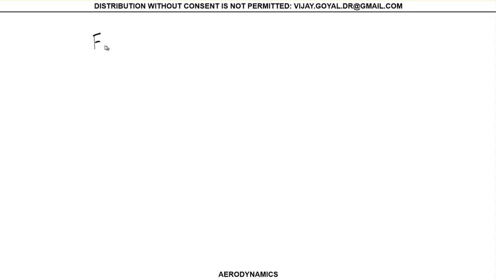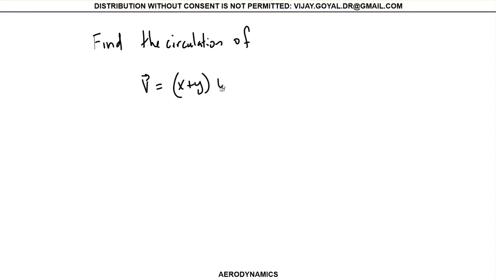This is example number 2 on circulation. So we want to find the circulation of the following velocity field, x, y, x plus y i, x times y j, along C.